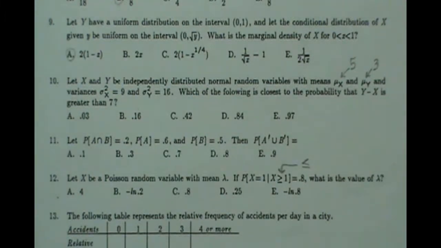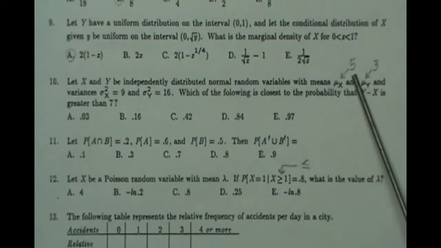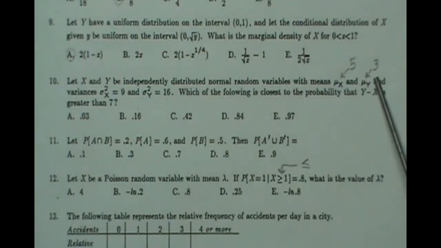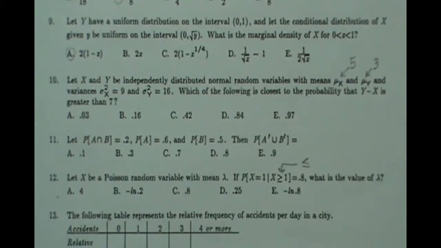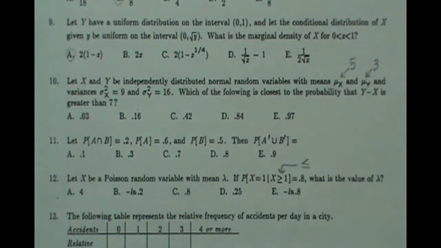This is sample exam 8, problem number 10. Let x and y be independently distributed normal random variables with mean of x equal to 5, and the mean of y equal to 3. And the variance of x is 9, the variance of y is 16. Which of the following is closest to the probability that y minus x is greater than 7?